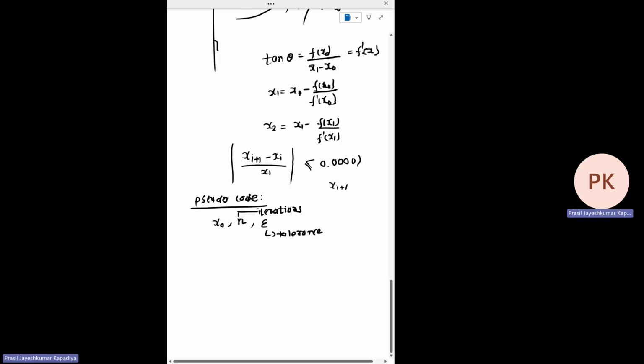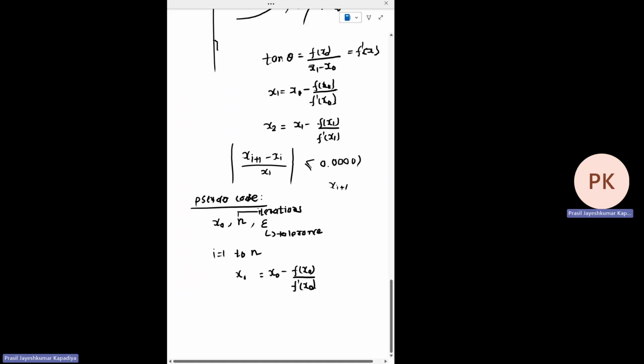So let's say from i equal to 1 to n, for all n iterations. I'm just giving one example. For 1 to n, what I will do, I will first calculate x1. So x i plus 1 is equal to, or let's say x1 is equal to x0 minus f of x0 divided by f prime of x0.